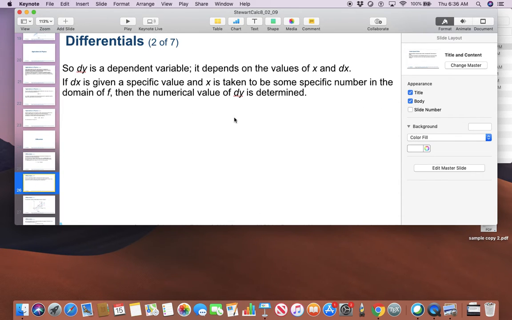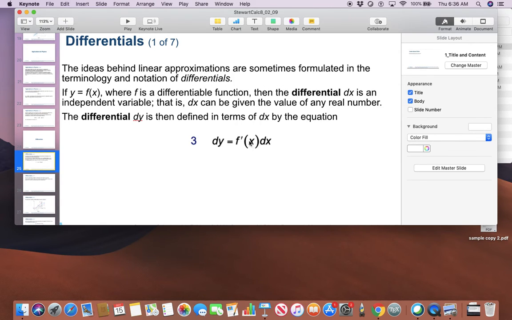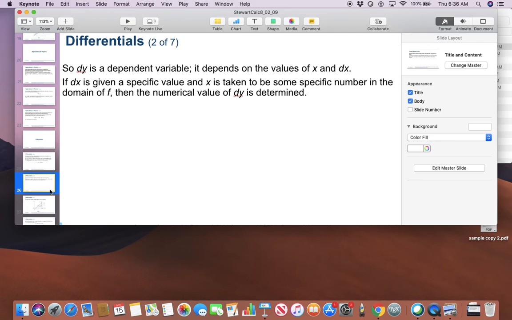So dy is a dependent variable. It depends on the values of x and dx. If dx is given a specific value and x is taken to be some specific number, then the numerical value of dy can be determined. So you see, you need to tell me what x is, you need to tell me what dx you are choosing. Then you can calculate dy using this formula. That's all they are saying.